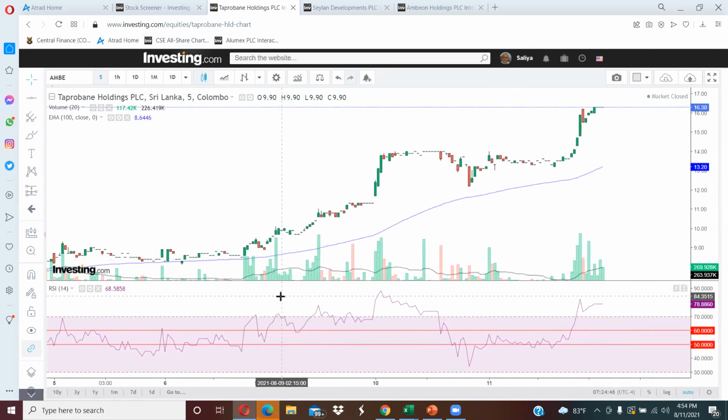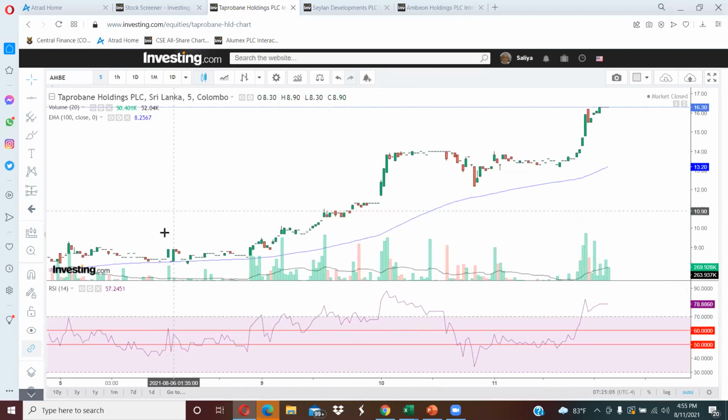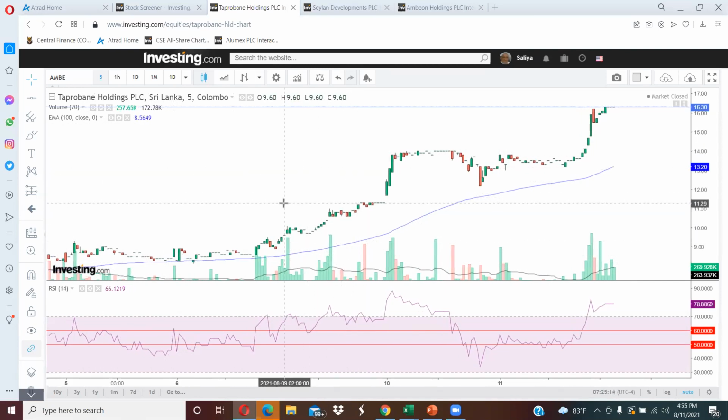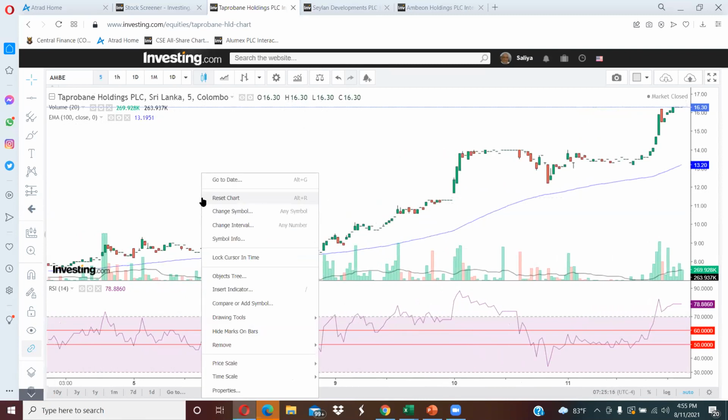Right, now we have what we want. We have the chart, the time period, then we have the 100-day moving average, then we have the RSI with the 50 and the 60 horizontal lines and the volume. This is what we want. Now, I mentioned that the stock has to be above the 100 period moving average, even in the 5-minute chart. So that's there now.